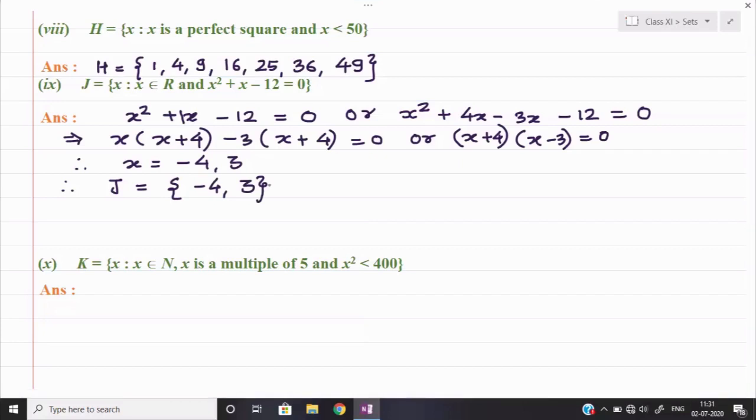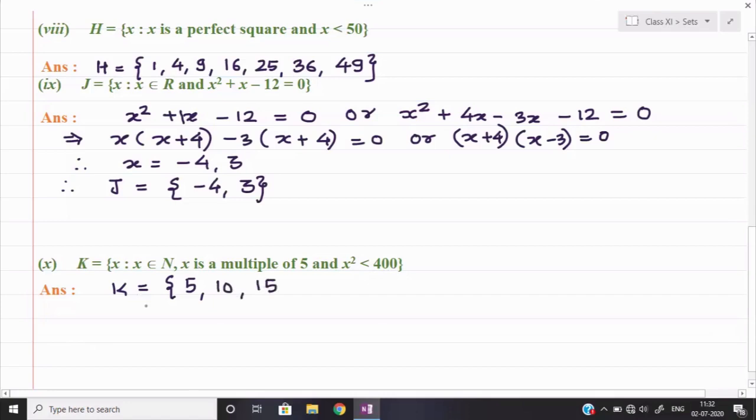They are saying x is a multiple of 5 and the value of x square should be less than 400. It means you write down the value of x, and if we square it, the value should come lesser than 400. So see, multiple of 5 means the first value is 5 only, because 5 itself is a multiple of 5, right? And the square of 5 is 25, which is less than 400. Similarly, the second value is 10, the third value is 15.